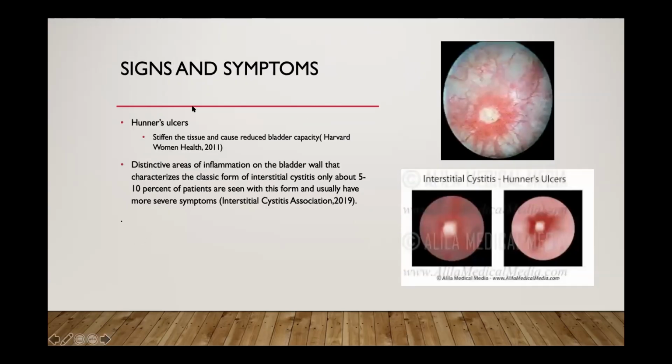Signs and symptoms. One of the signs is Hunner's ulcers. Those ulcers stiffen the tissue and cause reduced bladder capacity. They are distinctive areas of inflammation on the bladder wall that characterize the classic form of interstitial cystitis, but only about 5 to 10% of patients are seen with this form and usually have more severe symptoms.